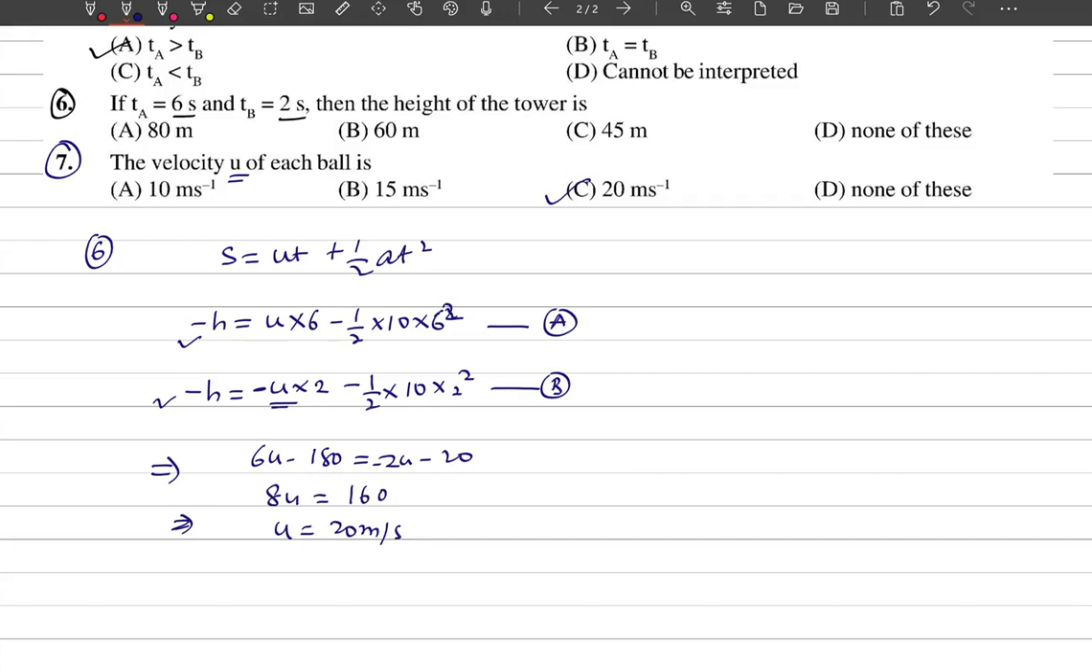When you put this u in any of the equation A or B, you can get h. Like if I use B, तो minus h equals to क्या हो जाएगा, minus 40. I am putting u as minus 20. H is coming as 60 meter height. Okay, so B is the answer to question number 8.